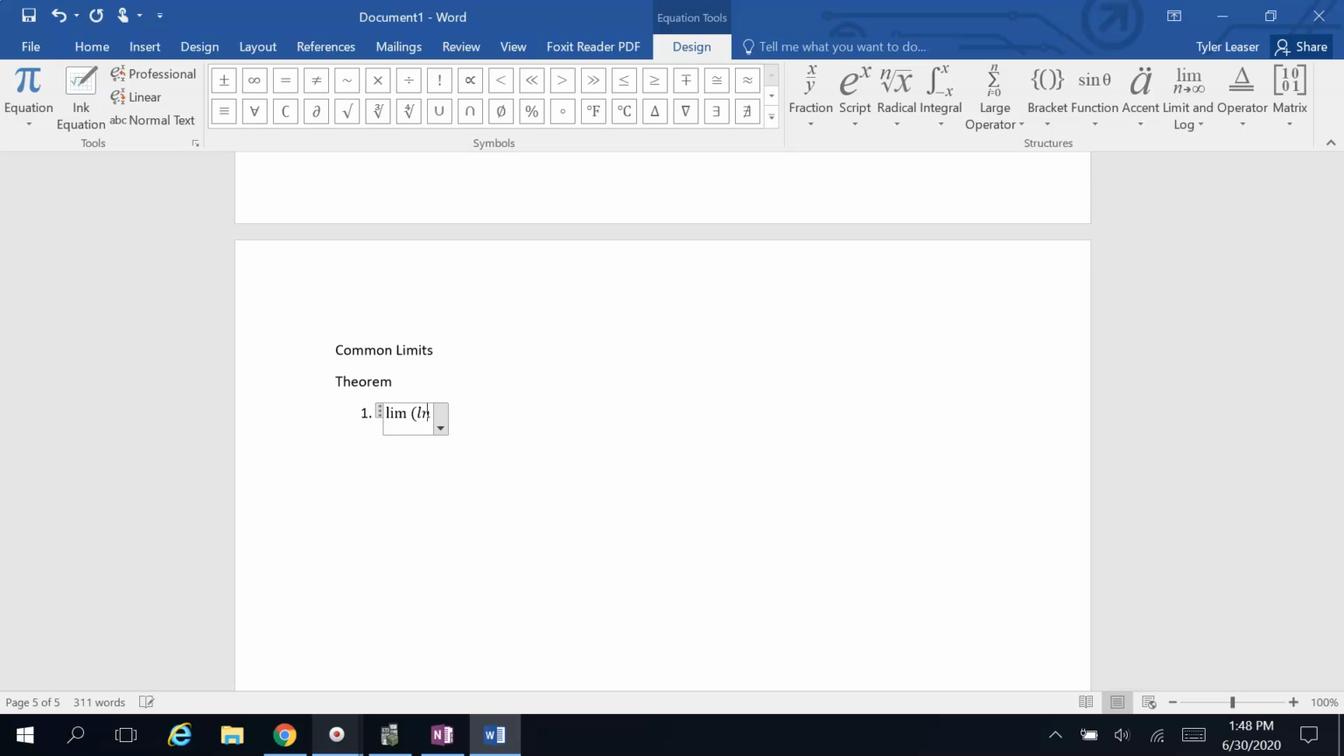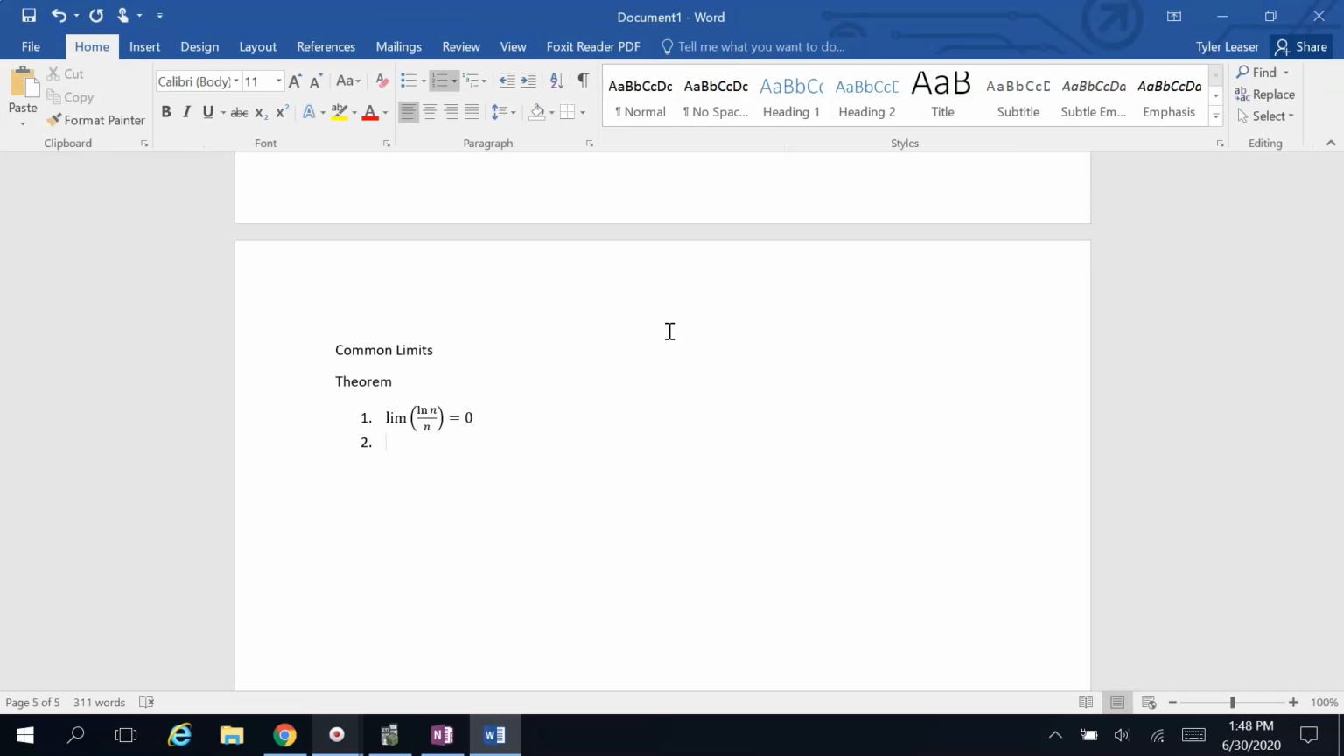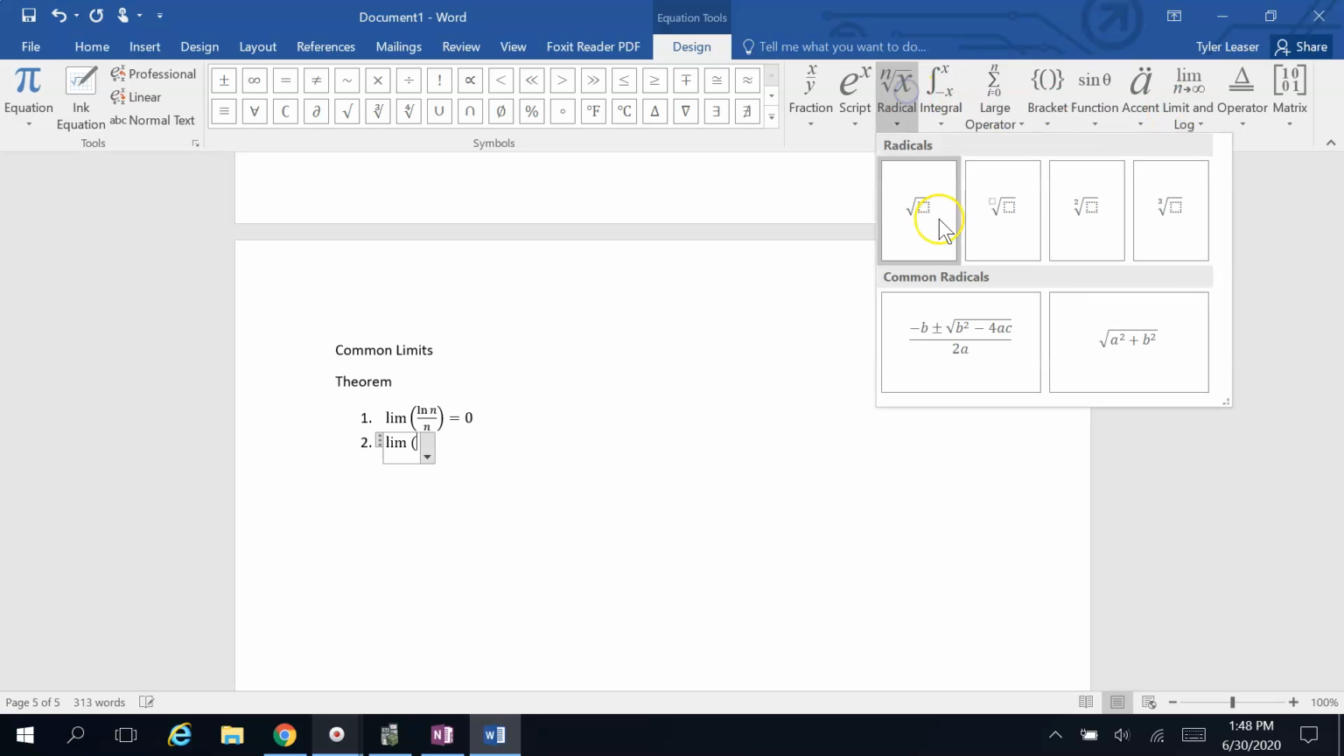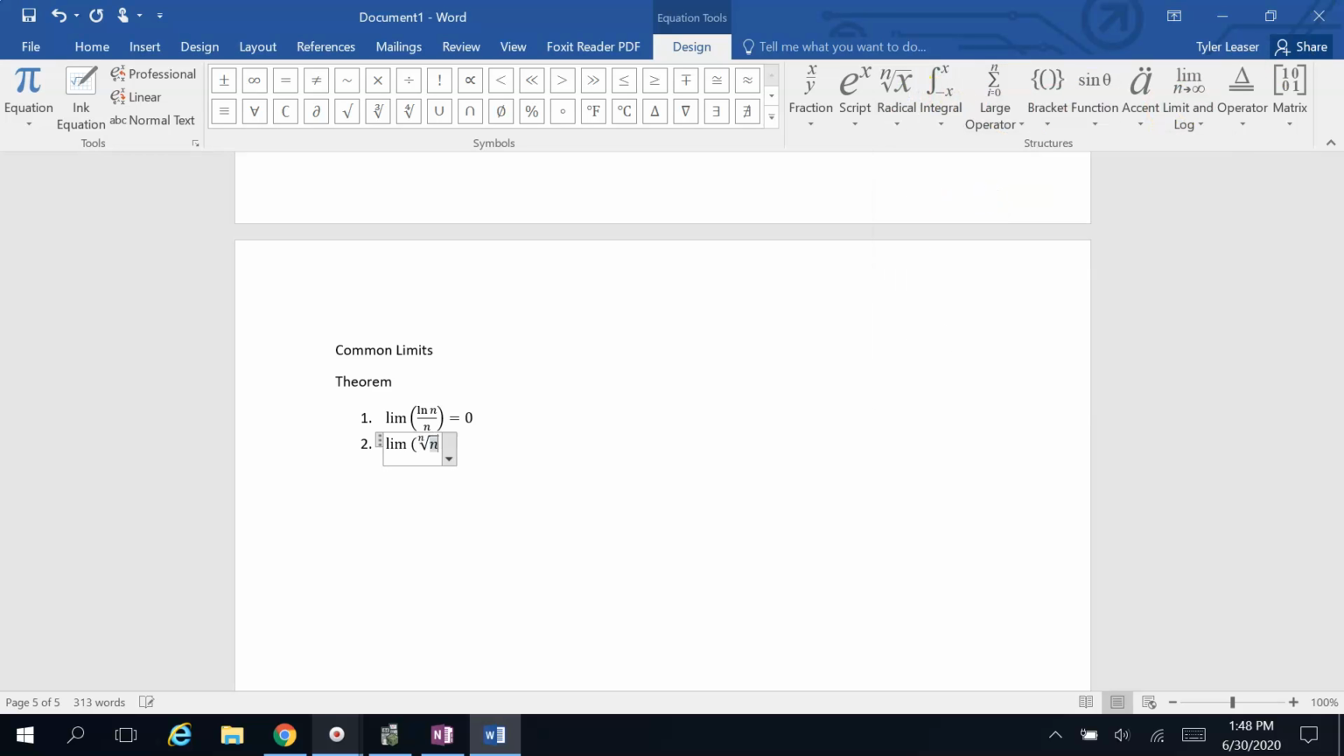So the first one is one that we've already done. Natural log of n over n, that goes to 0. Another common one that shows up all the time is the limit of the nth root of n. The nth root of n. So this goes to 1.